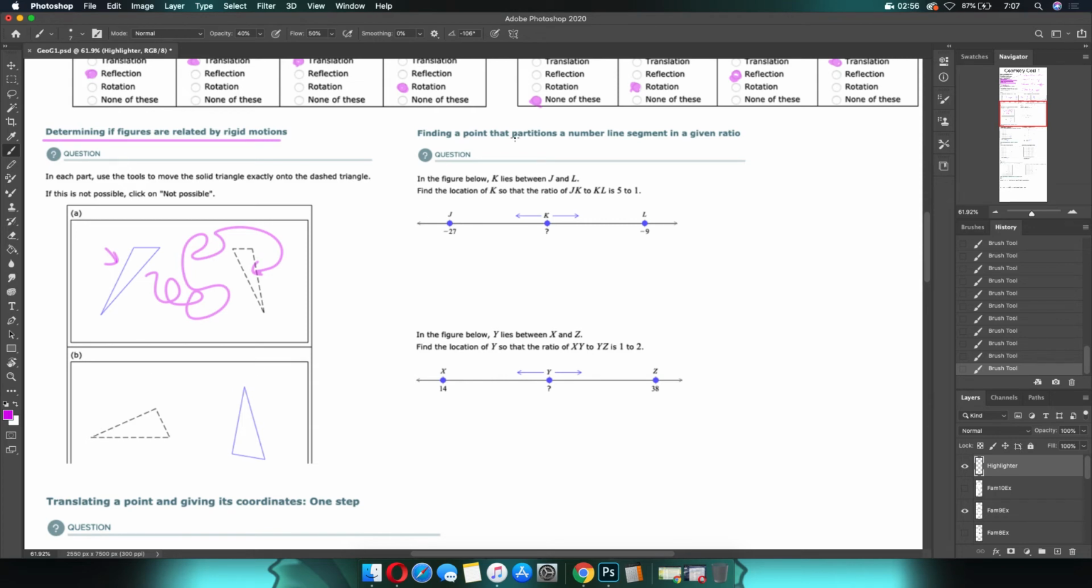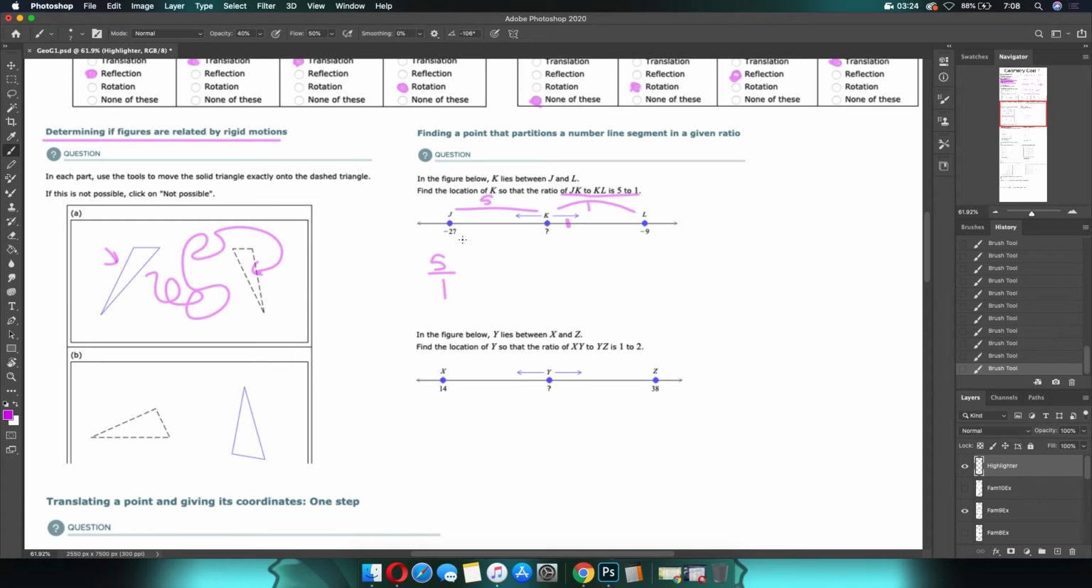Over here, finding a point. Points that partition. Okay, so now since we're talking about, it's not quite a transformation, but this was as close as we could get. Here is our key point here. JK to KL is going to be 5 to 1. So 5 to 1, which means that this is visually a lot smaller than this.